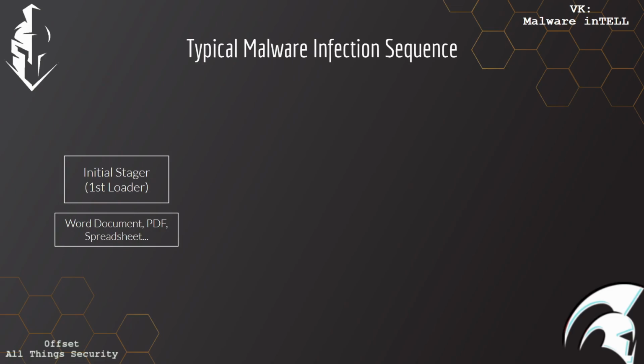First off we've got the initial stager, also known as the first loader, and these are typically Word documents, PDF documents, spreadsheets, and they can contain malicious macros, or they could contain some exploit that could exploit a specific vulnerability, such as the equation editor vulnerability.